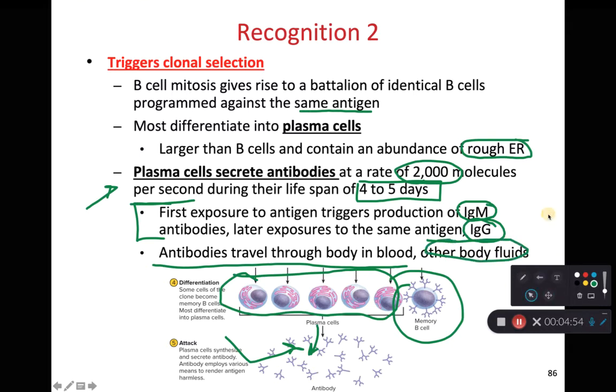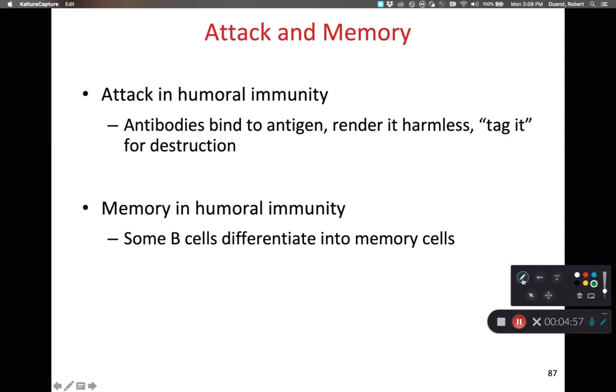So as we look at the antibodies attacking, or the humoral version of attack, the antibodies will bind to that antigen. And the binding of antibodies to the antigen is going to render it harmless. It's a way of making the antigen, or the pathogen rather, impotent. It no longer is able to perform its functions. And it's been tagged for destruction.